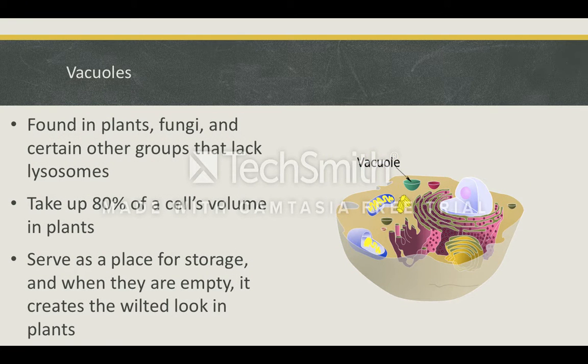Found in plants, fungi, and certain other groups that lack lysosomes, an organelle called a vacuole is present. They are far larger than lysosomes, sometimes taking up 80% of a cell's volume. Vacuoles in plant and fungal cells serve as a place for storage, and when they are empty, it creates the wilted look in plants.